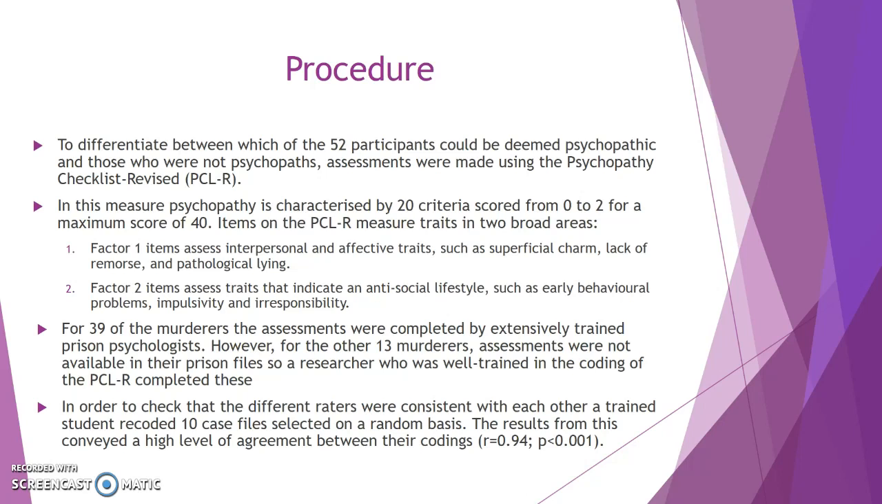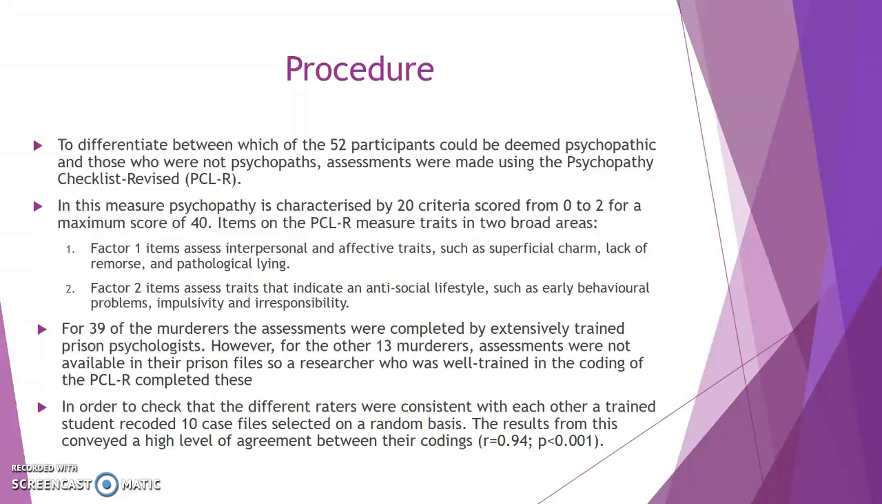To differentiate between which of the 52 participants could be deemed psychopathic and those who were not, assessments were made using the Psychopathy Checklist Revised, the PCL-R. In this measure, psychopathy is characterized by 20 criteria scored from 0 to 2 for a maximum score of 40. Items on the PCL-R measure traits in two broad areas. Factor 1 items assess interpersonal and affective traits such as superficial charm, lack of remorse, and pathological lying. Factor 2 items assess traits that indicate an antisocial lifestyle, such as early behavioral problems, impulsivity, and irresponsibility.